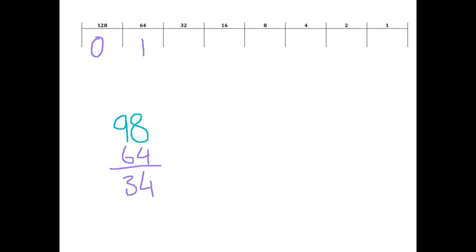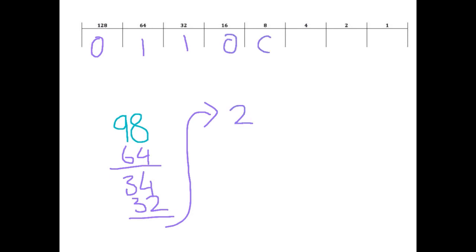Let's keep going. Does 32 fit into 34? It certainly does. 34 take away 32, I'm going to pop our answer up here, leaves us with 2. 16 doesn't fit into 2, neither does 8, neither does 4. 2, take away 2, that leaves us with 0, so there is nothing in the ones column.